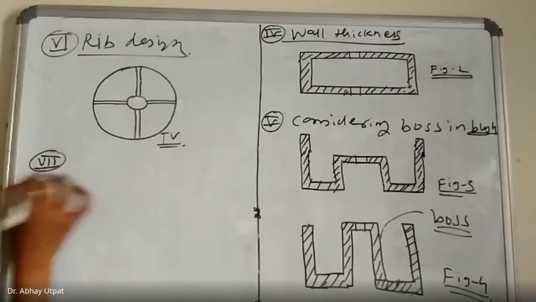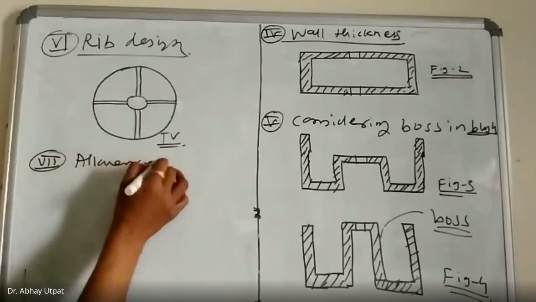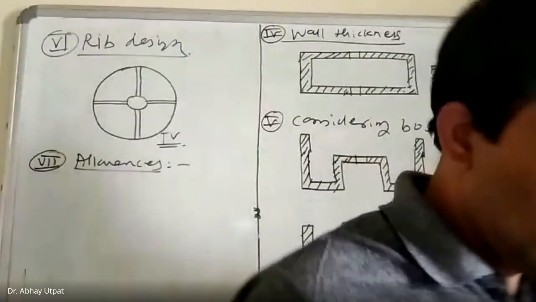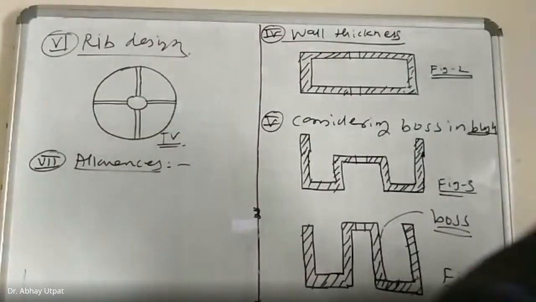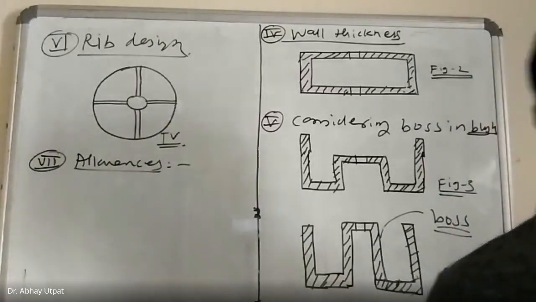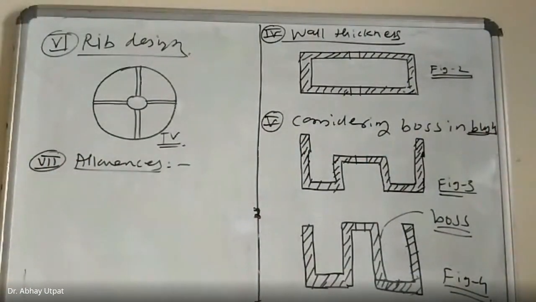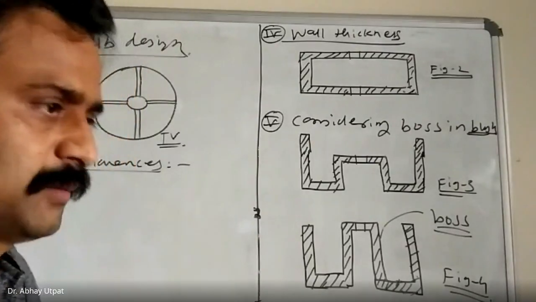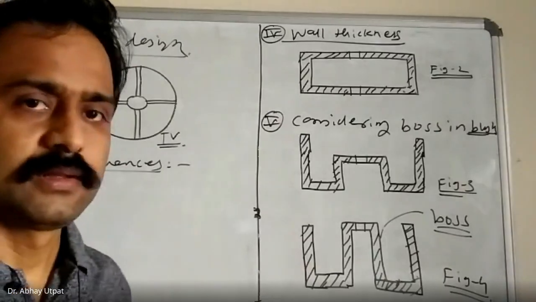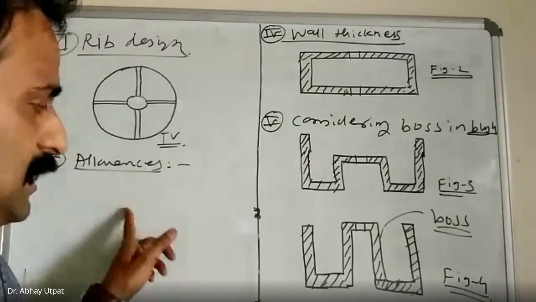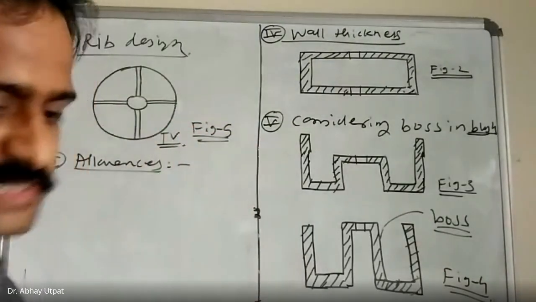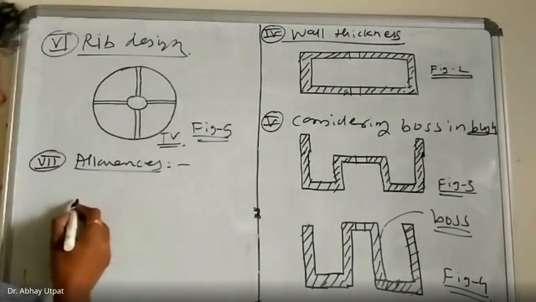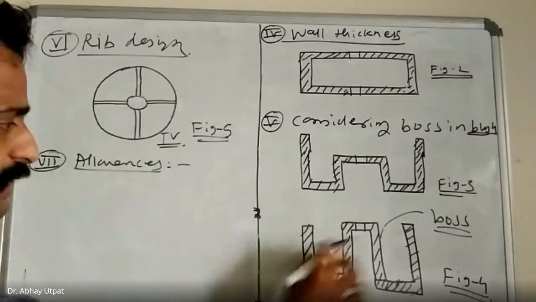Then 7, allowances. Write down: considering shrinkage and draft allowance, the final bush drawing is modified to, this is figure 4, this is figure 5, figure 6, as given below. So I will provide a little table to this.